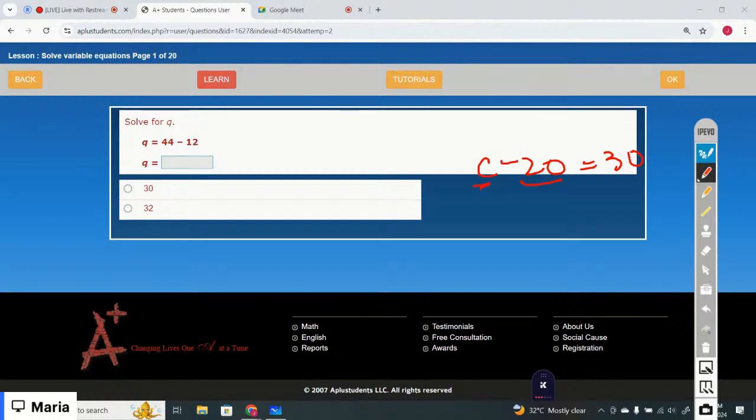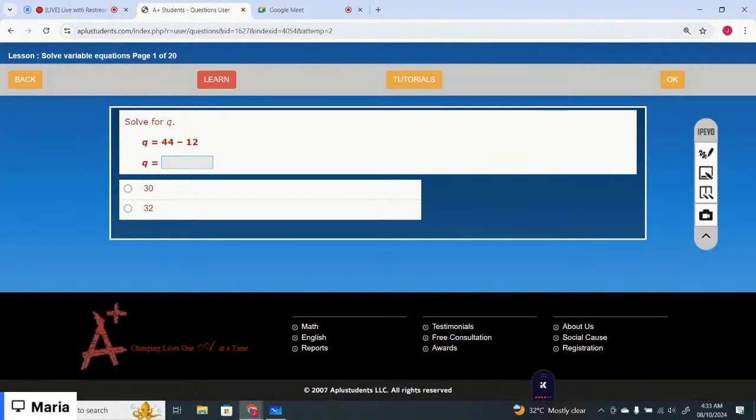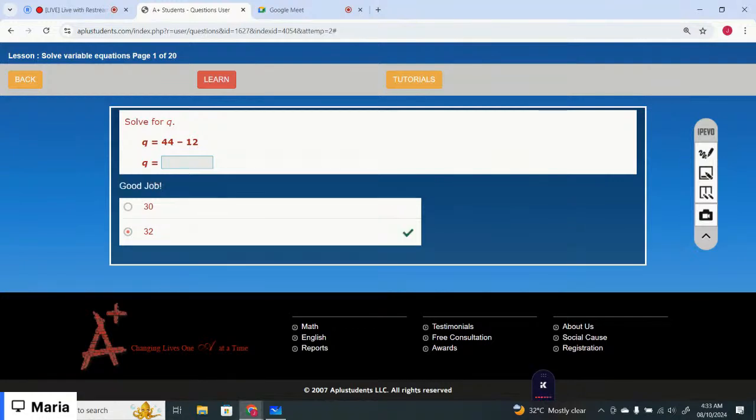You have to do 44 minus 12. So just subtract: 4 take away 2 is 2, 4 take away 1 is 3. So that is q equals 32. The correct option is option number 2. Q equals 32, option number 2 is the correct option.